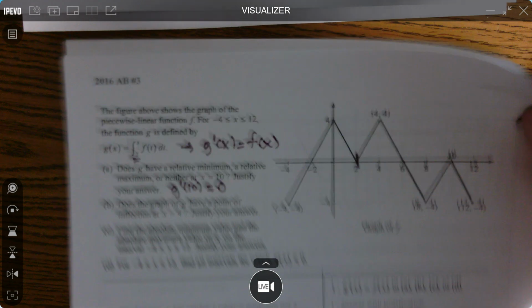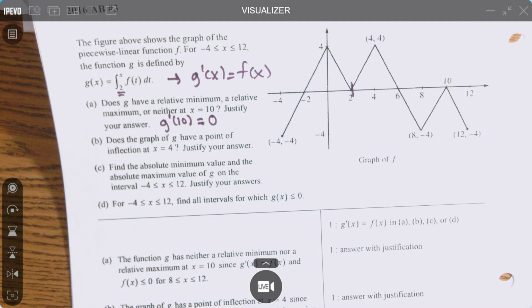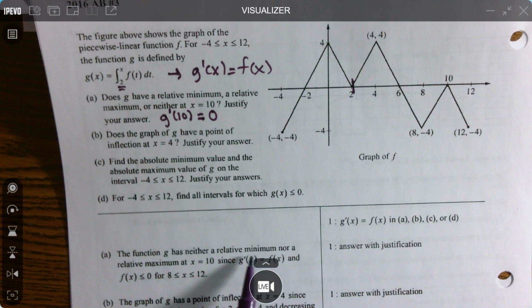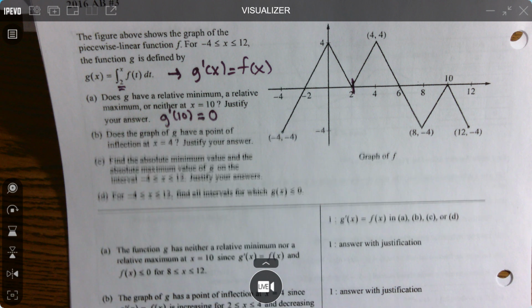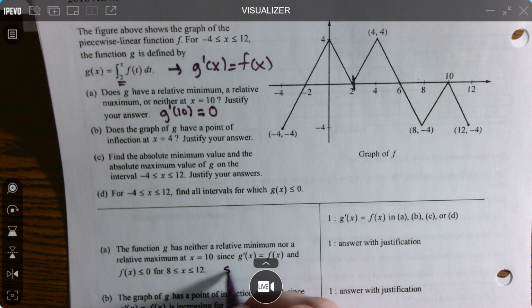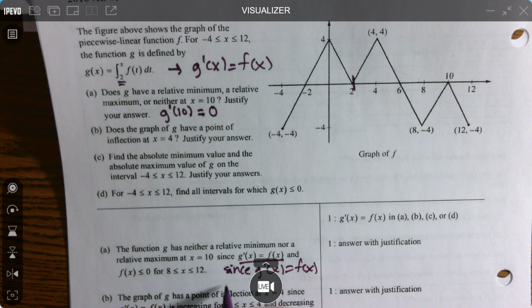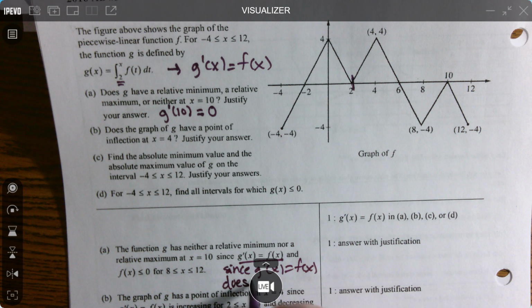I have a lot of space on this one, so I'm just going to point it out while I'm talking it out. You'll see here that it says neither, and that's because the way they're saying it is that F does not change signs, it's always negative. And I would definitely establish this relationship at some point, and just write that it doesn't change signs. Okay.